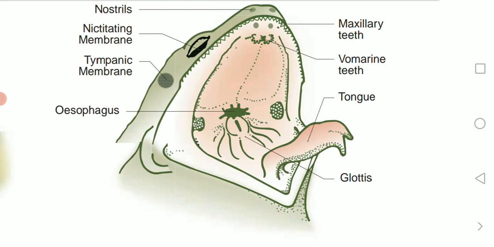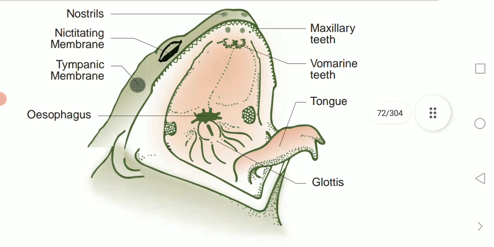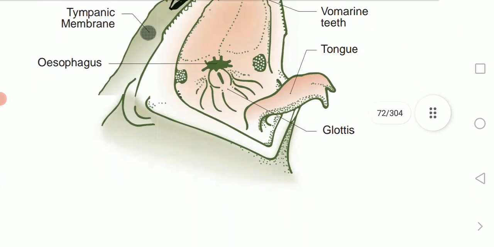The mouth opens into the buccal cavity and leads to the esophagus through the pharynx. The esophagus is a short tube that opens to the stomach and continues to the intestines, rectum, and finally opens to the outside by the cloacal aperture.